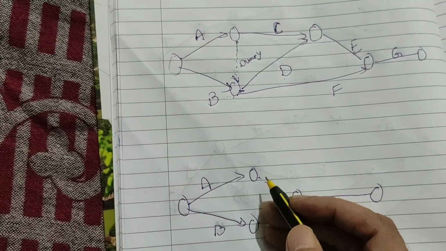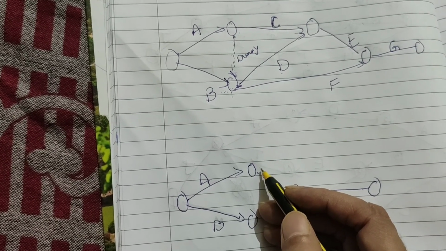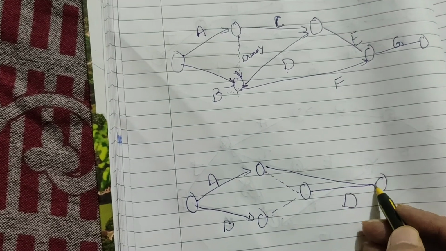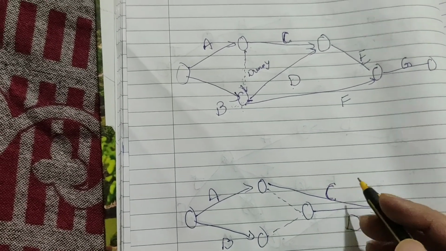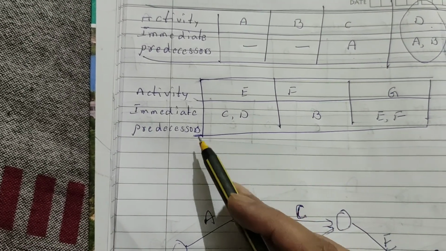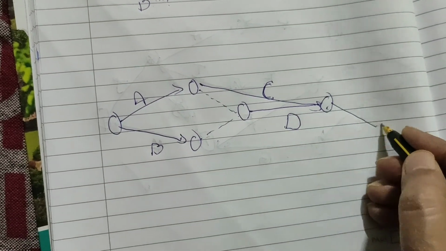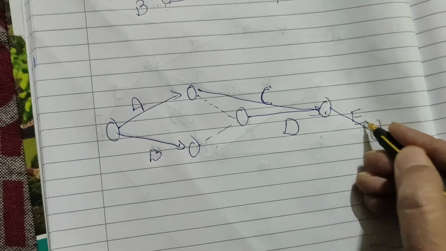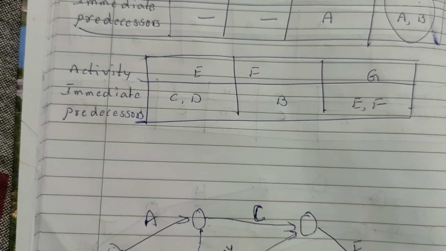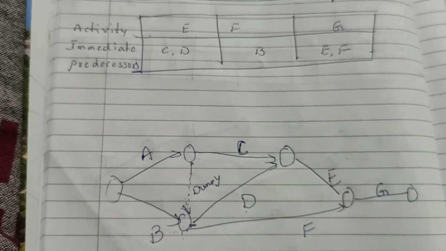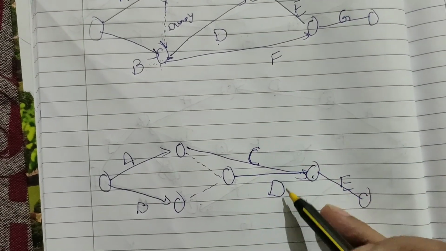Next, again A is less than C, because whenever I start activity C, I complete my activity A. Next, C and D both are there, the immediate predecessors of E. Next, B is less than F: whenever I start activity F, I complete my activity B. C and D combined are less than E.